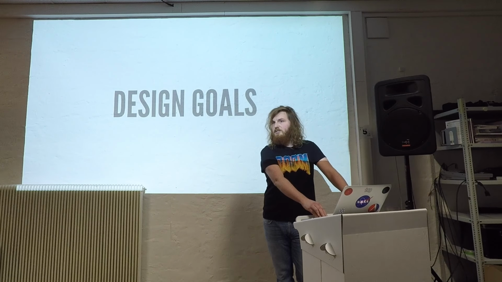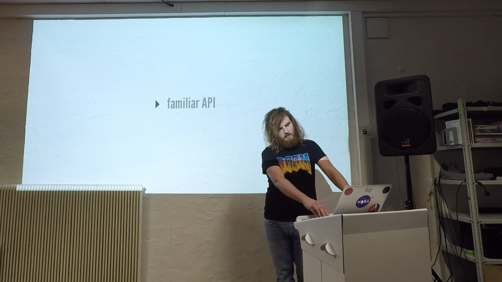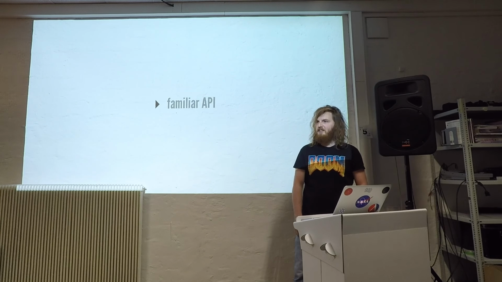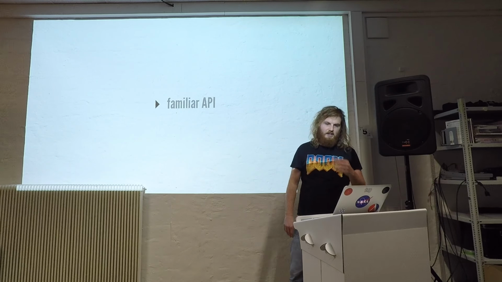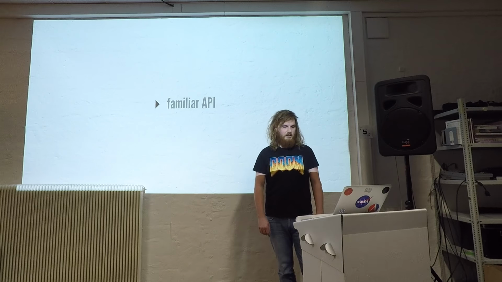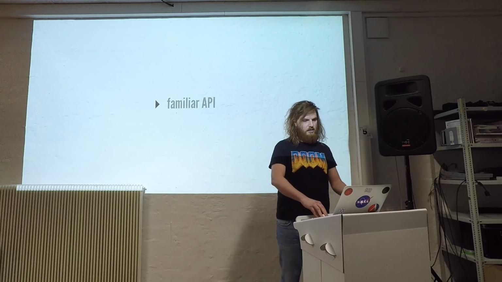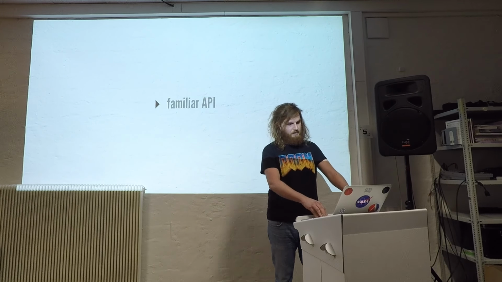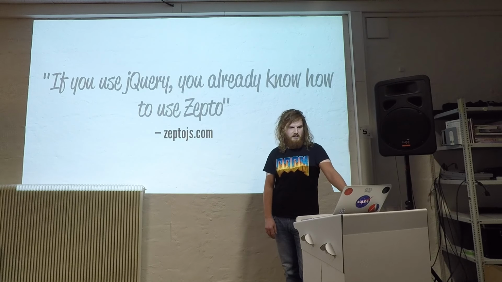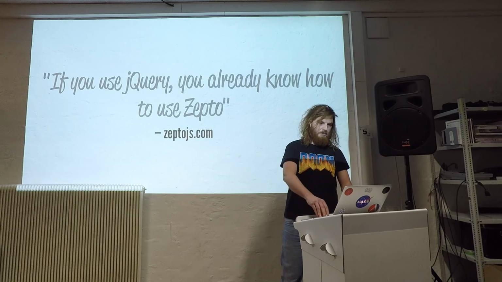So what were the design goals there? First of all, the entry point to Zepto was for sure its familiar API. I mean, helping developers get to it and understand it quickly. It's a usability question. I think it was a really good idea. That was the main selling proposition for developers in terms of usability. So if you use jQuery, you already know how to use Zepto. Straight from the website.